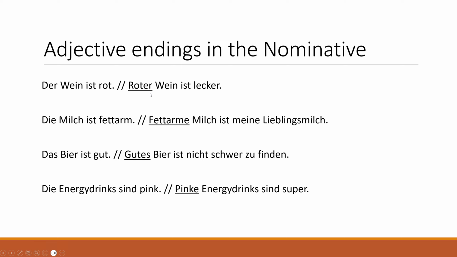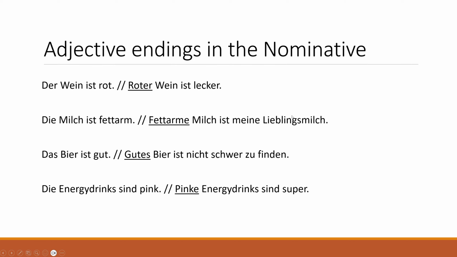Der Wein ist rot. Roter Wein ist lecker. Die Milch ist fettarm. It's low in fat. It literally translates, fettarm is fat poor, meaning it's wanting for fat, right? Fettarme Milch ist meine Lieblingsmilch. Das Bier ist gut. Gutes Bier ist nicht schwer zu finden. Good beer is not hard to find. Die Energy Drinks sind pink. Pinke Energy Drinks sind super. Okay, so take a look at these. Tell me what the endings are for something that's unpreceded in the nominative.